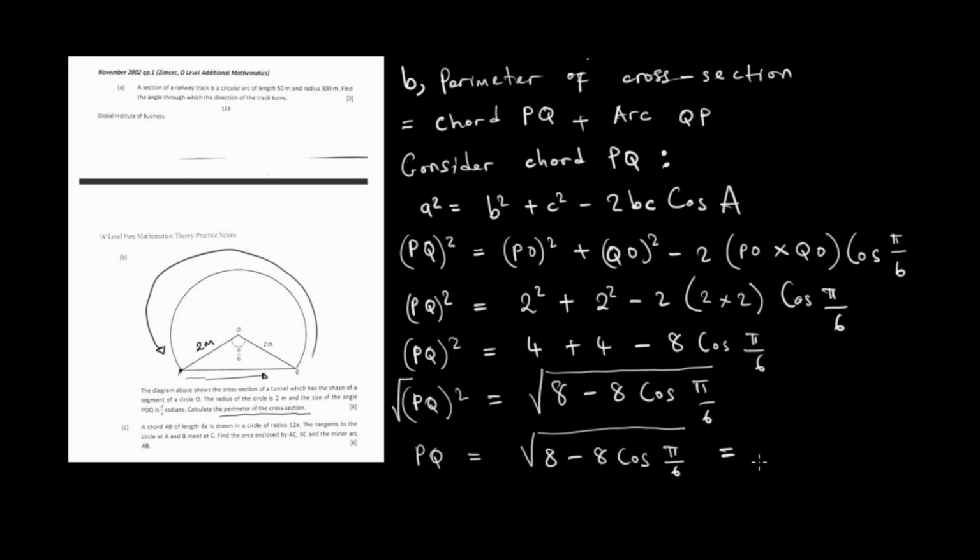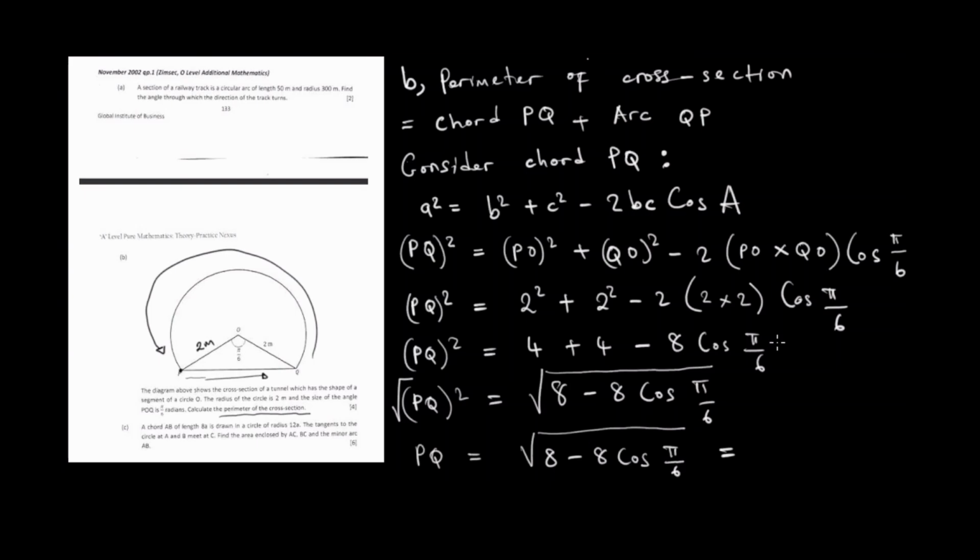is equal to, here we need a calculator, but always remember when we are doing circular measure or more generally A-level pure mathematics, your calculator should be in radians. So I make sure my calculator is in radians, then here I type the square root of 8 minus 8 cos of pi over 6.